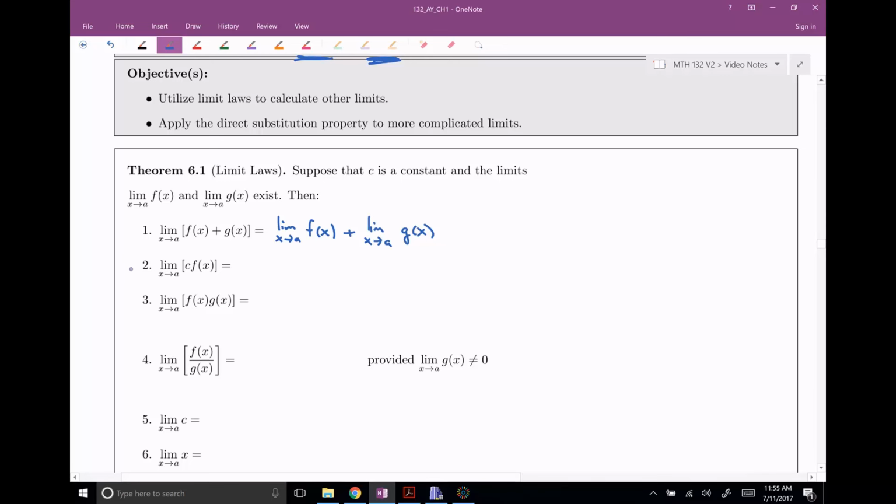So pause the video for 2 seconds here and try to guess, maybe for 2 through 5. I want to know, what do you think these will evaluate out to? So again, pause the video. I'll come back here in just 2 seconds and spoil the surprise.